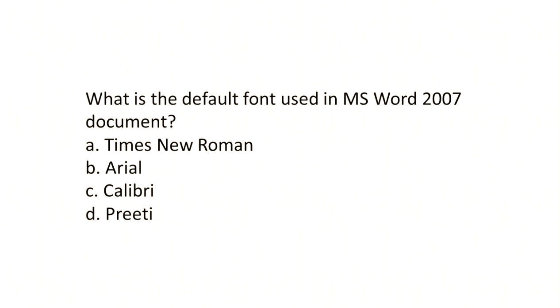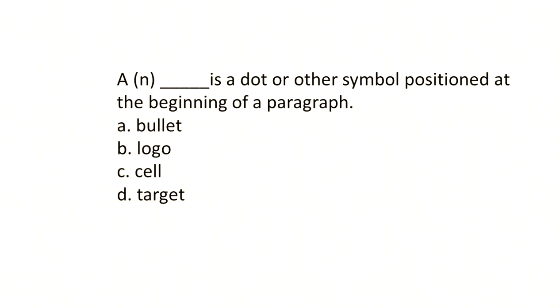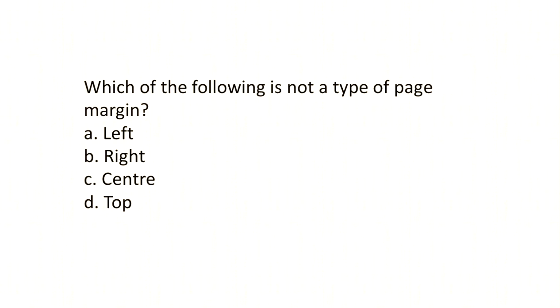Next, what is the default font used in MS Word 2007 document? Answer is Calibri. Next, what is a dot or other symbol positioned at the beginning of a paragraph? Answer is bullet. Next, which of the following is not a type of page margin? Answer is center.